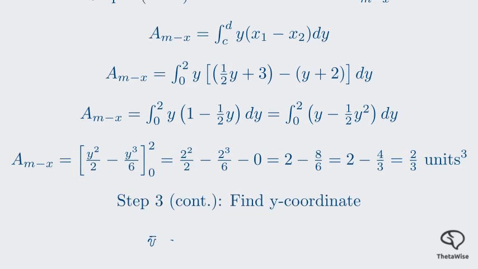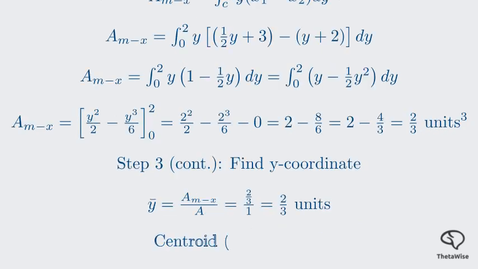Finally, we calculate y bar. Y bar is A sub Mx divided by A. So y bar is 2/3. Our centroid for this triangle is located at the point (3, 2/3).